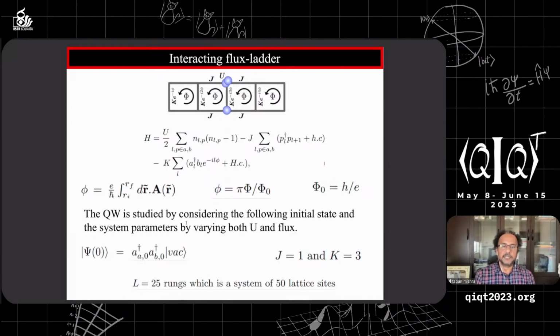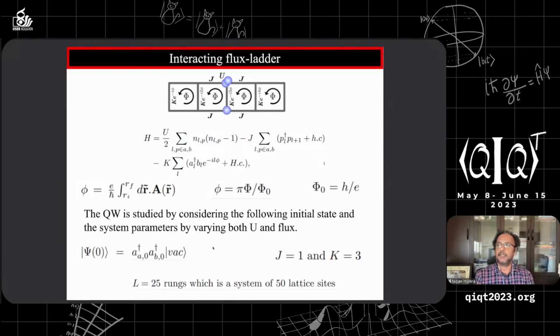And the quantum walk is studied here by considering the following initial state, A0 dagger A, A0 dagger B. That means we have created one particle on the A leg and one particle on the B leg at the central rung. In this case, we have considered J equal to 1, that is leg hopping equal to 1, and rung hopping equal to 3. And this is the parameter considered in the experiment I am mentioning by the group of Markus Greiner.